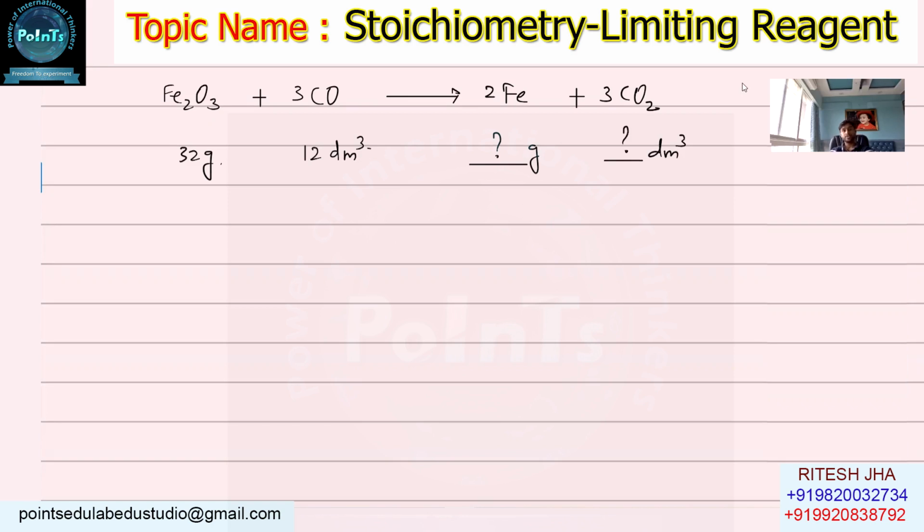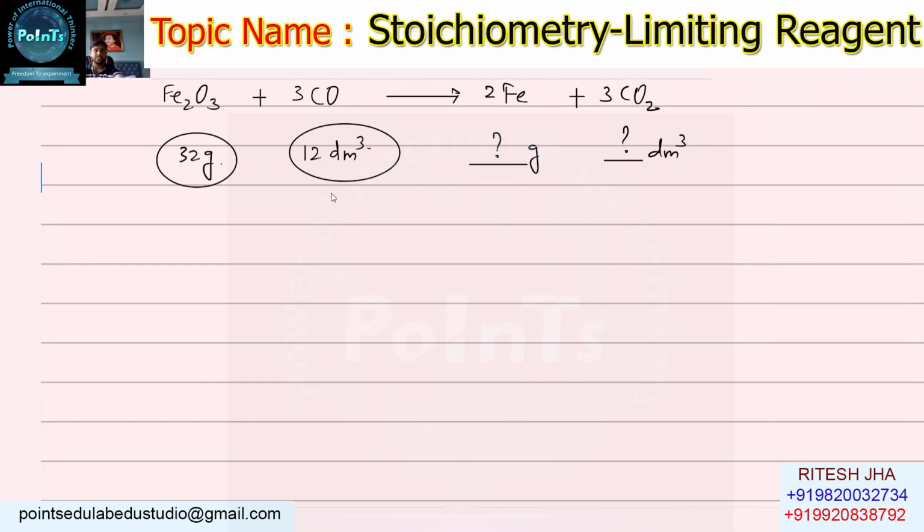And the thing is, over here you're given two data. One is 32 gram of Fe2O3, another one is 12 dm cube of CO. Now, which one is to be considered as the base with which you will be determining Fe and CO? So in such questions, you need to first of all determine the limiting reactant. There are some easy ways of determining the limiting reactant. I'll tell you the steps, and then I'll tell you the solution also. So let's talk about the steps.